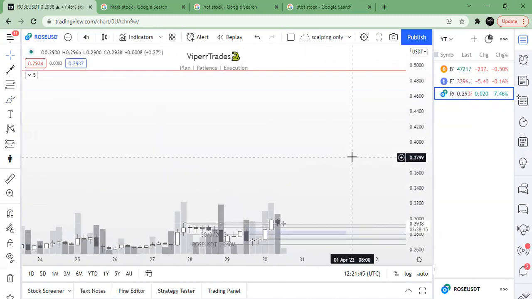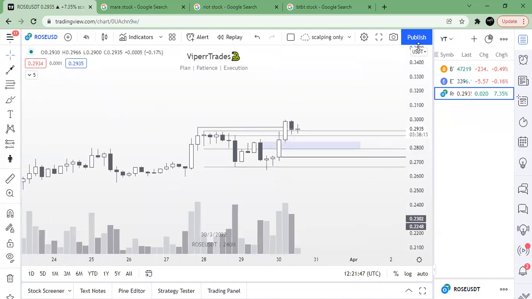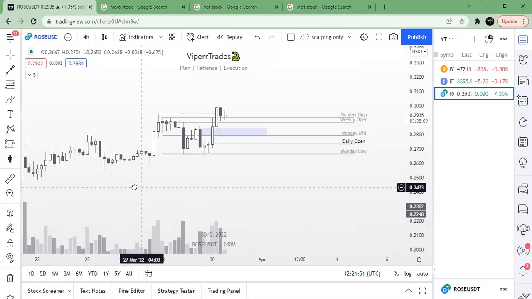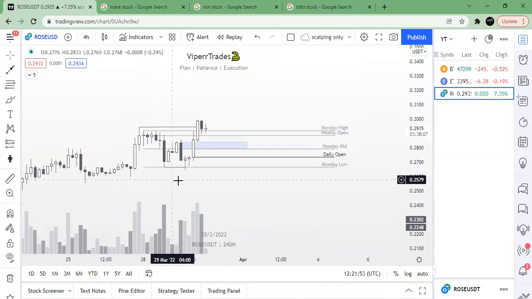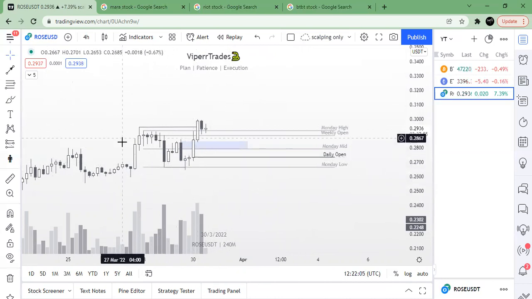Let's see what we've got for ROLLS here. If I show you the ROLLS for the hour now, as you can see here, we have the Monday range. So this is the Monday range, and as you can see here, we have the Monday lows. People try to trade this Monday range. You understand? People do trade the Monday range a lot.